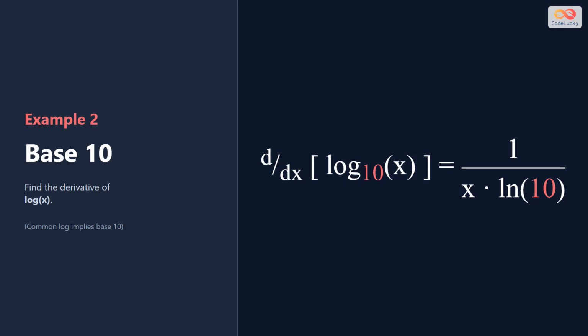Let us try one more example with the common logarithm, which has a base of 10. If you are asked for the derivative of log of x, where the base is 10, you simply apply the same rule. The result is 1 divided by x times the natural log of 10. It is a straightforward substitution every time.